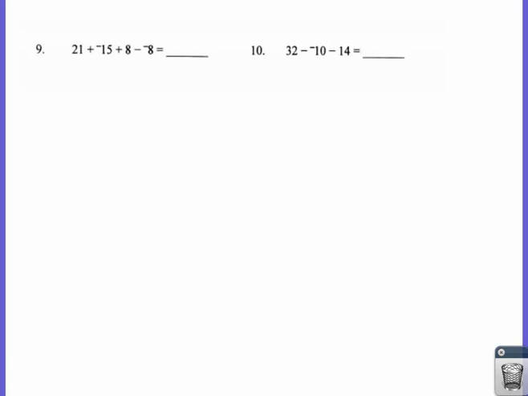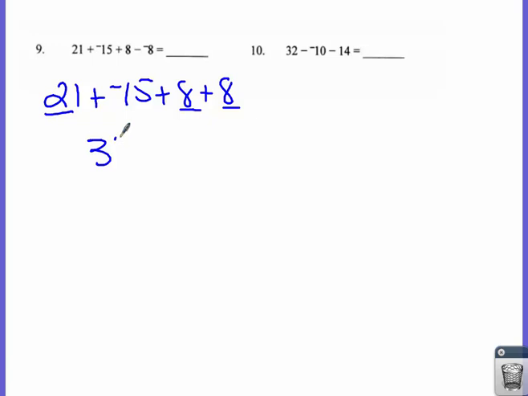and subtraction problems. So what I want you to do in a problem like this is go straight to the subtractions and change them. So this problem becomes 21 plus negative 15 plus 8, and then this minus changes to a plus, and the negative 8 turns to a positive 8. And now we put our like things together. So the 21, the 8, and the 8 can go together to make 37. And then I have plus negative 15. My signs are different, so we subtract to end up with positive 22.